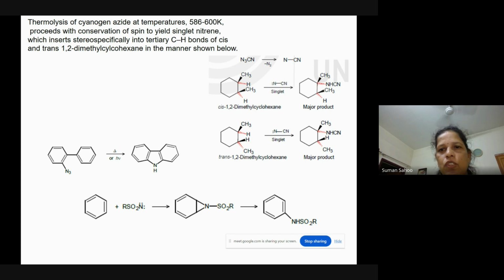And when this reacts with your cis-1,2-dimethylcyclohexane, this is also an insertion reaction. If you are using singlet nitrenes mostly, that gives you your cis product. Both the groups remain the same, it is just inserted in the carbon-hydrogen bond. And in case of trans, the geometry does not change. Like in the initial condition, both the CH3 groups are on the same side, and in the product also both the CH3 groups are on the same side. So in case of trans, CH3 groups are on opposite sides, and in the product also your CH3 groups are on opposite sides.